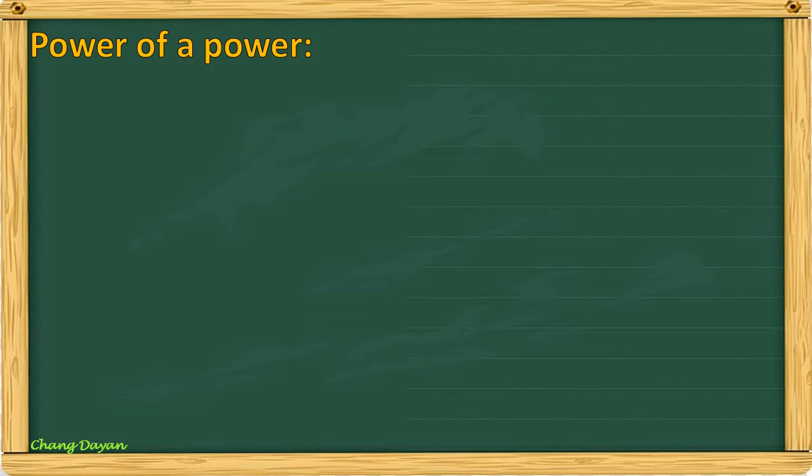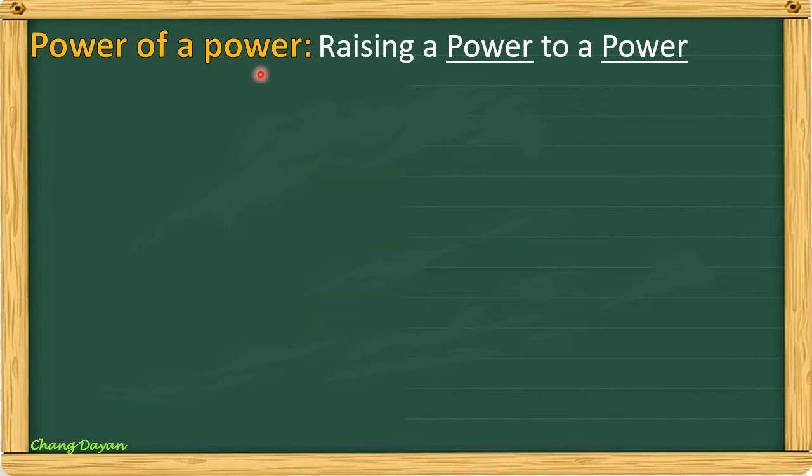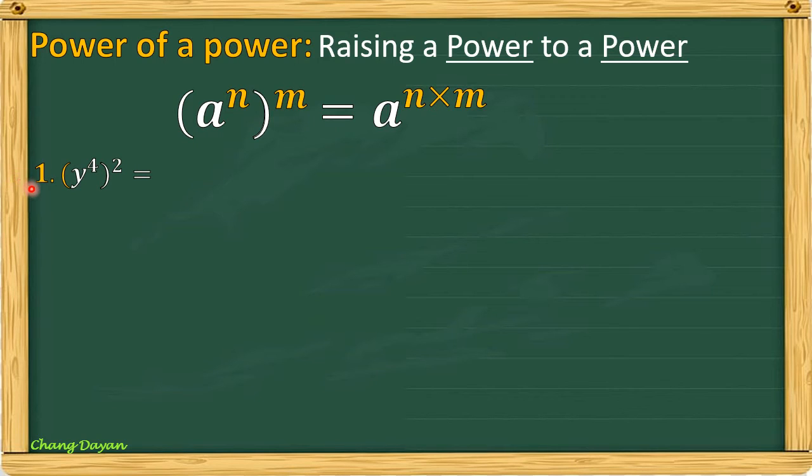Now, let us have the second law of exponent for multiplication, and we call this one as power of a power. It is done by raising a power to a power. Suppose we have here a raised to n, and we'll have the power m here. Ang gagawin lang po ay i-multiply. So, multiply n by m. Let us have an example. Number 1. Y to the 4th, open and close parenthesis, 2.